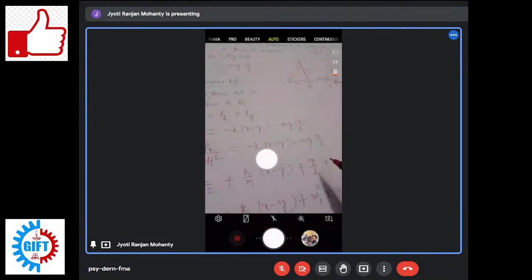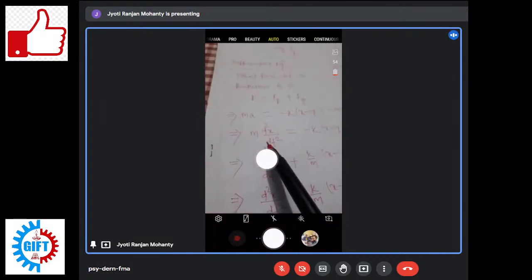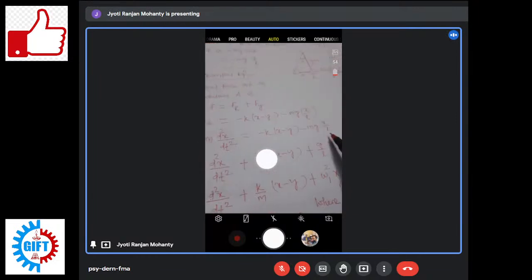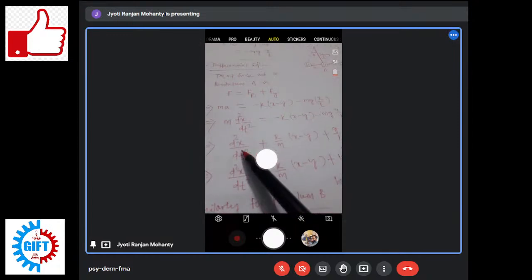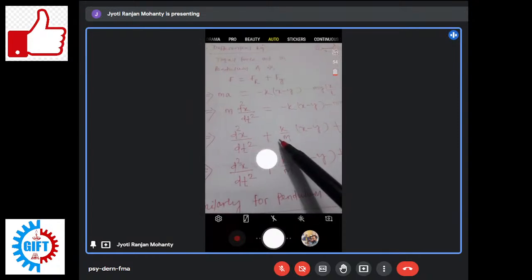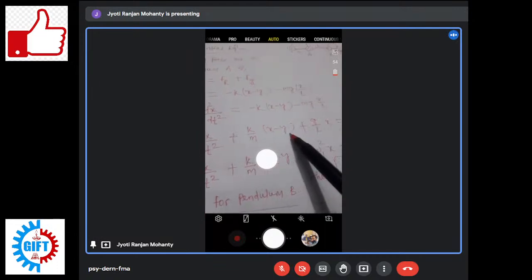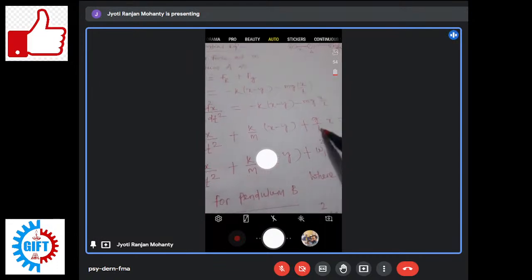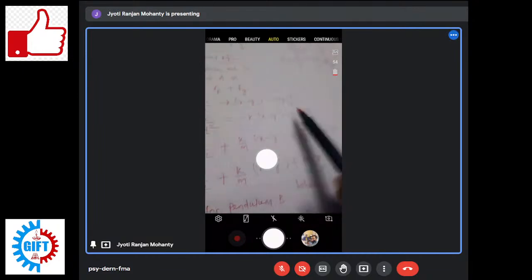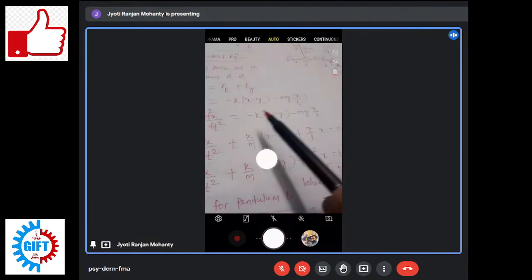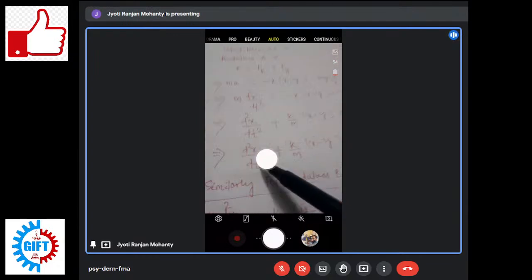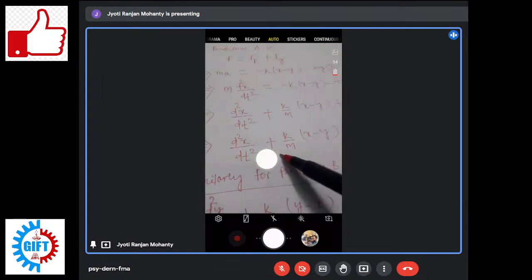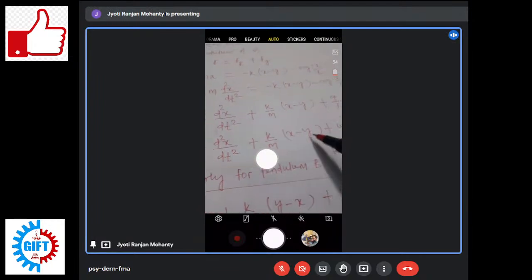Acceleration in terms of displacement: this is d square x by dt square is equal to this. Now you divide m throughout the equation. So d square x by dt square plus k by m into x minus y plus g by L into x is equal to 0, bringing the right hand side to the left hand side and dividing the equation by m.